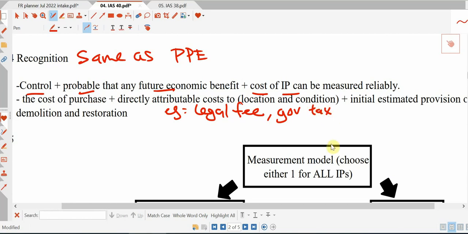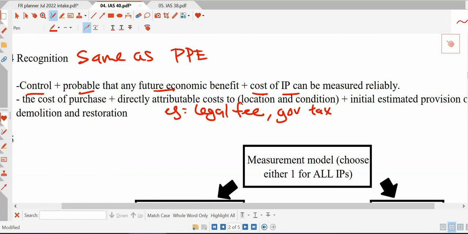The stamp duty and this, that not cheap at all, stamp duty. For a property of 500,000 ringgit, including legal fee and government tax, can be more than 10,000 ringgit that you got to pay for the ownership change, not cheap. Plus initial estimated provision for demolition and restoration.